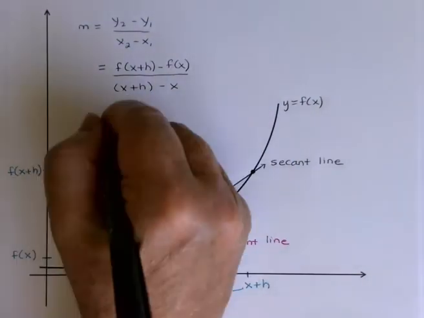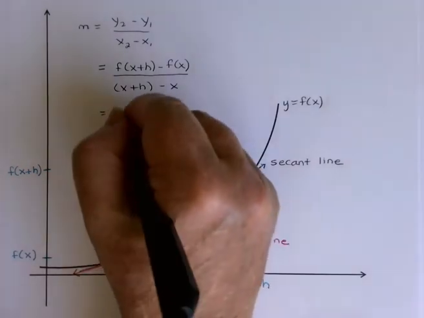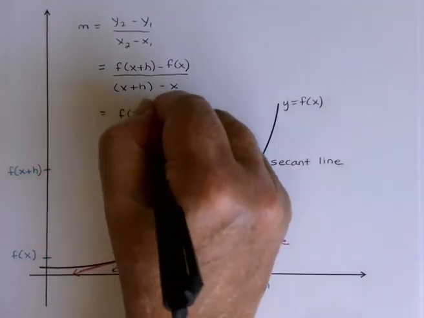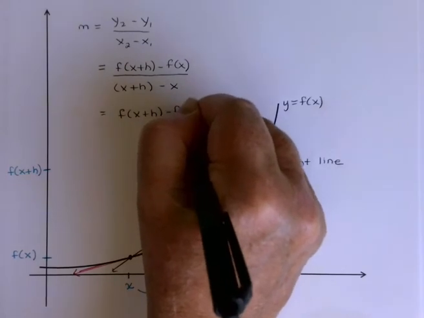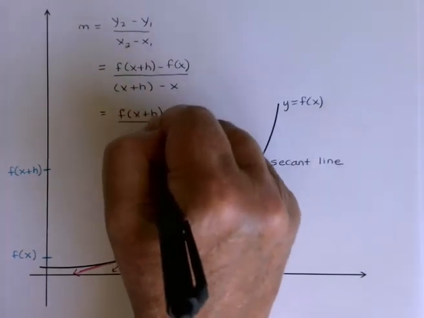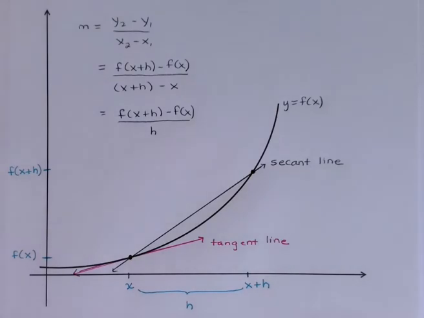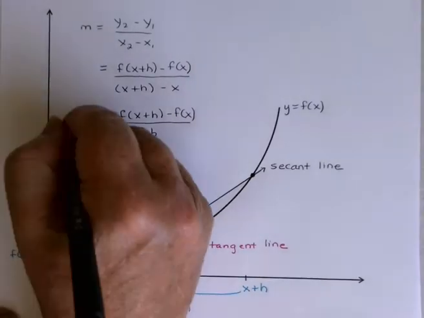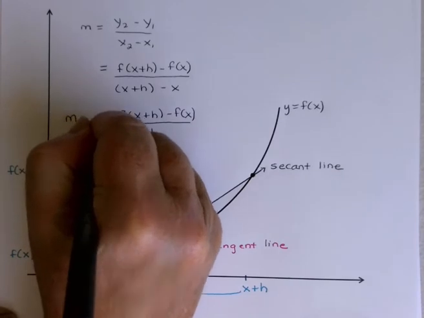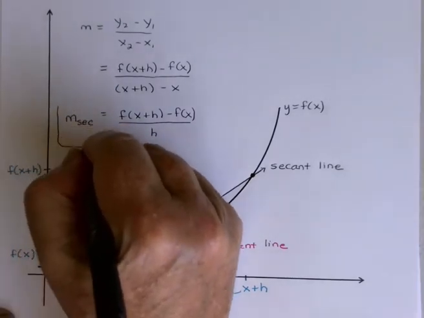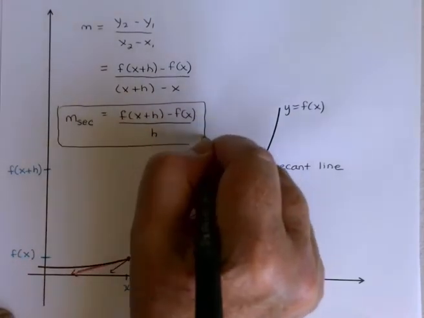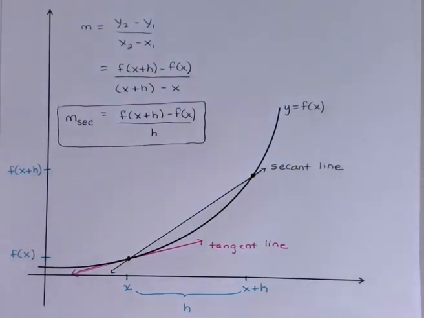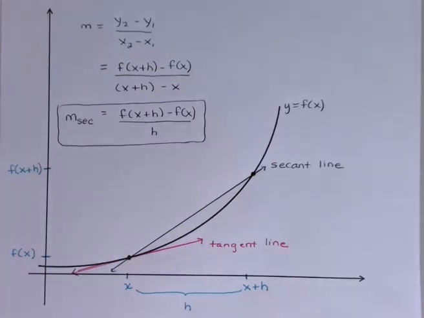Now, of course, in the denominator, I can get rid of those x's. x minus x is 0. I just have that h in the denominator. This expression right here, again, refers to the slope of the secant line. So I'm going to call it m for the secant line. And then we'll start imagining what would happen if I decreased the size of the h.